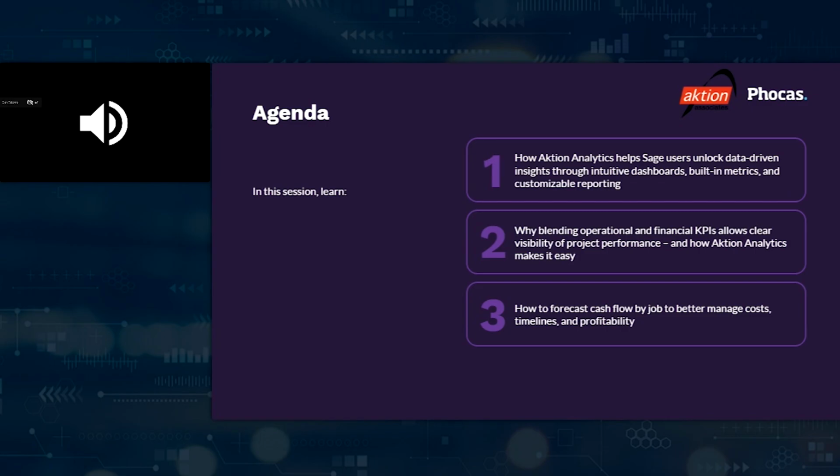Then we're also going to cover how we can blend some operational and financial data on dashboards to give a high-level visibility for project performance. And again, you'll see how this platform can make that all very simple. And then we're also going to touch on how you can budget and forecast on your jobs to just better manage your costs, have good visibility across timelines, and also profitability for your projects.